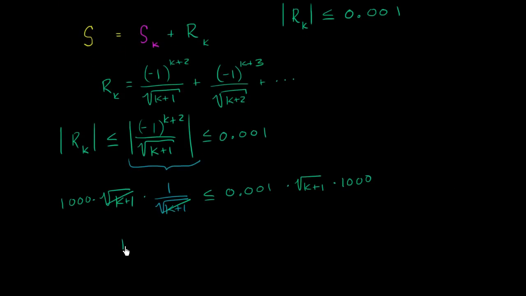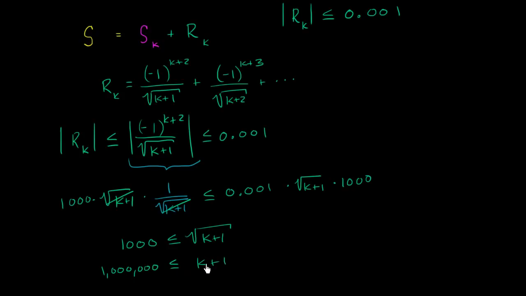On the left-hand side, we don't have to flip the sign because we just multiplied by positive things. So we have 1,000 is less than or equal to the square root of k plus 1. We can square both sides, and we get 1 million is less than or equal to k plus 1.